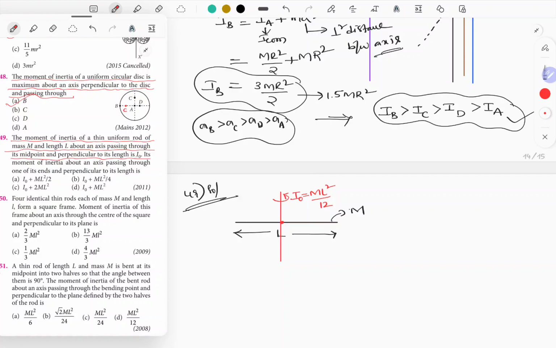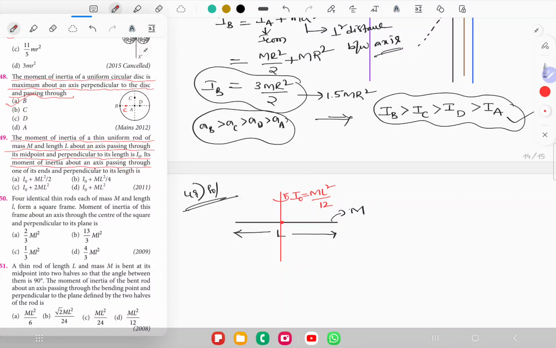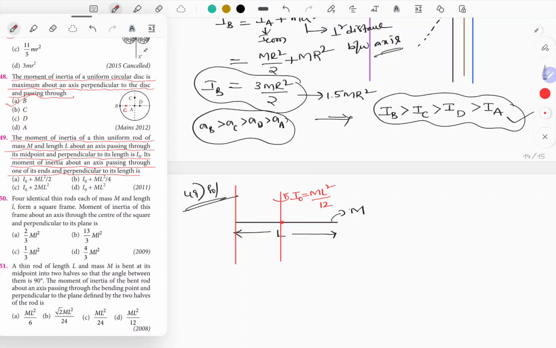Now what's the question they're asking? It's the moment of inertia about an axis passing through one of its ends and perpendicular to its length. That means they're asking the moment of inertia about this point, right? So about this point I need the moment of inertia. What kind of theorem can we apply? Parallel axis theorem. The parallel axis theorem is I is equal to I center of mass plus m a square. These two axes are both perpendicular to its length.